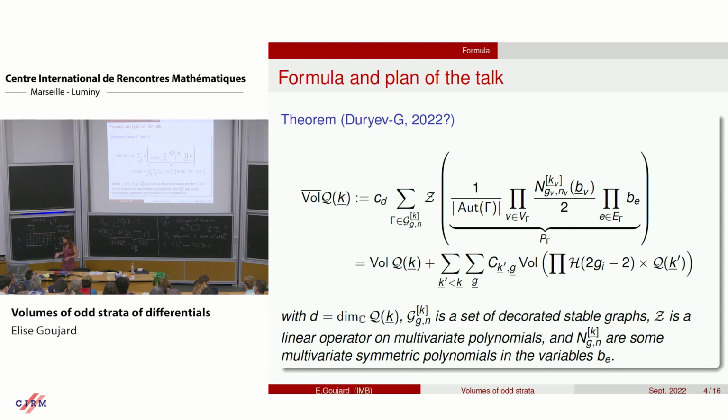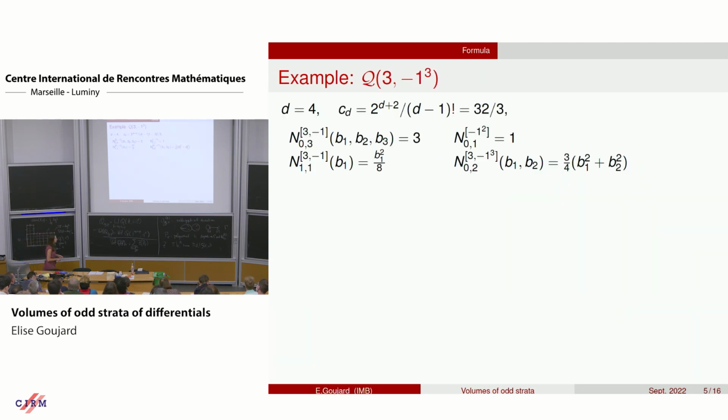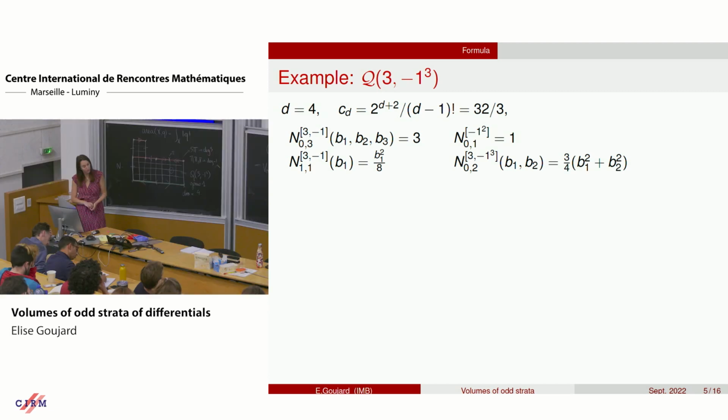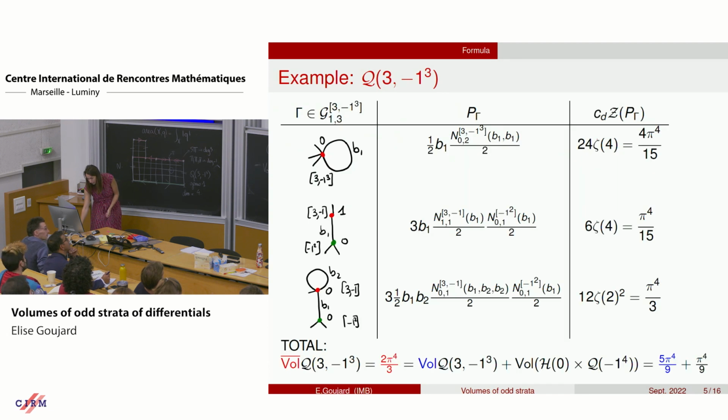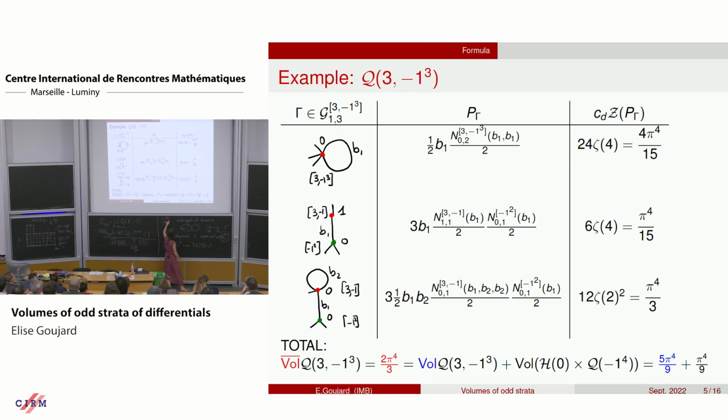Okay, so let's just see what this formula gives in some simple example. So here I need these polynomials that I will define in a moment. So I just give you these polynomials. You see already that they are symmetric, homogeneous, and even degree polynomials. And I want to list all decorated stable graphs that correspond to the decoration 3, minus 1, minus 1, minus 1. So the goal is to compute the volume of this stratum. The claim is that there are 3 such stable graphs. So this is one of them, but there are 2 other ones.